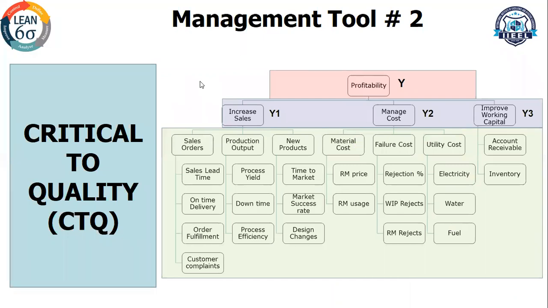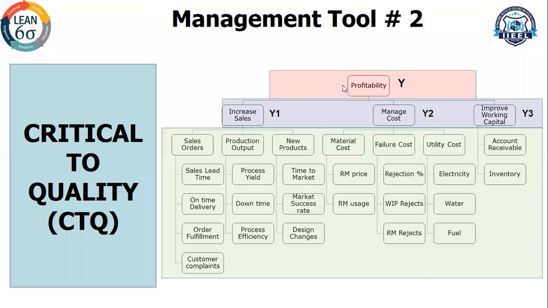One example of CTQ: if a company wants to increase profitability, which is a bigger why, either they can increase sales, manage cost, or improve working capital. If they want to increase sales, what are the other elements? Why 11, why 12, why 13, like that. So you are breaking the objectives into smaller objectives, smaller goals, so that increasing sales can be a black belt project, whereas all others can be green belt projects, or it could be a master black belt project and all others black belt projects. You break down managing costs, and you break down improving working capital.